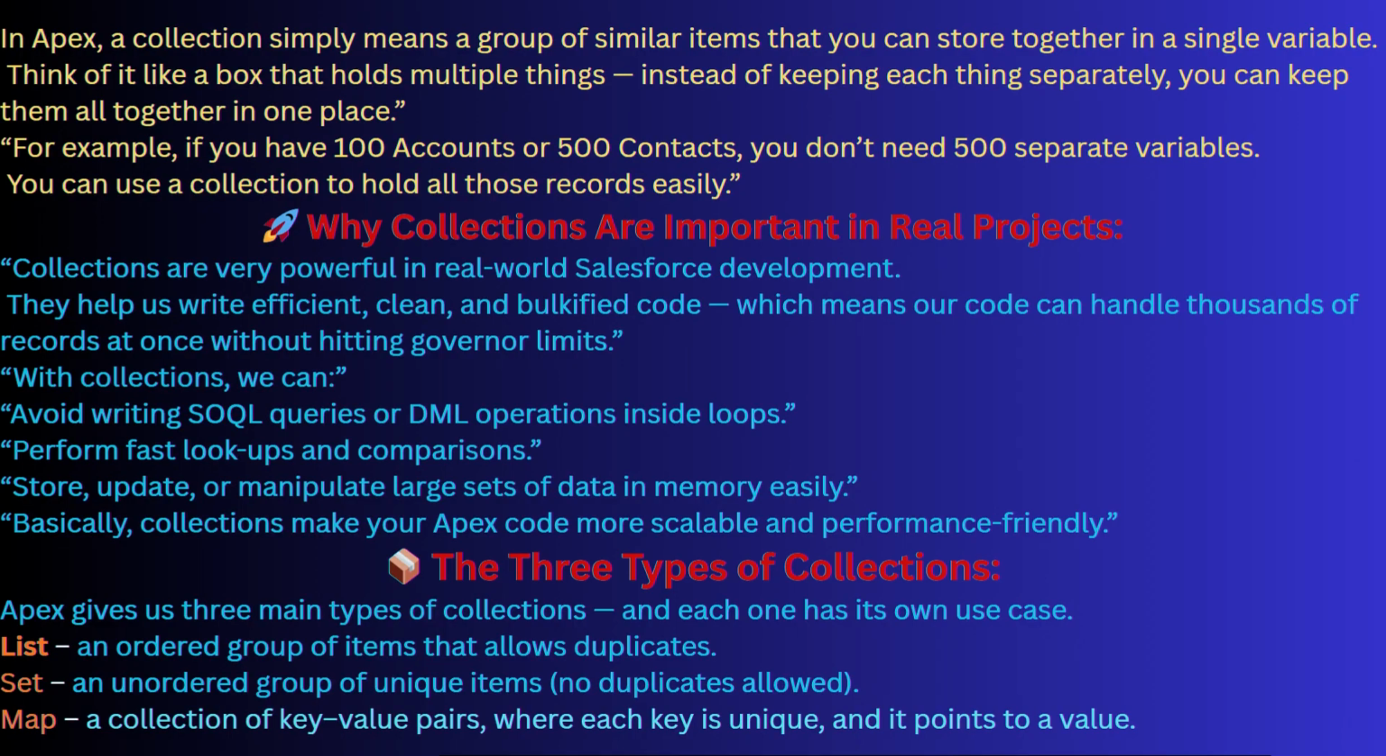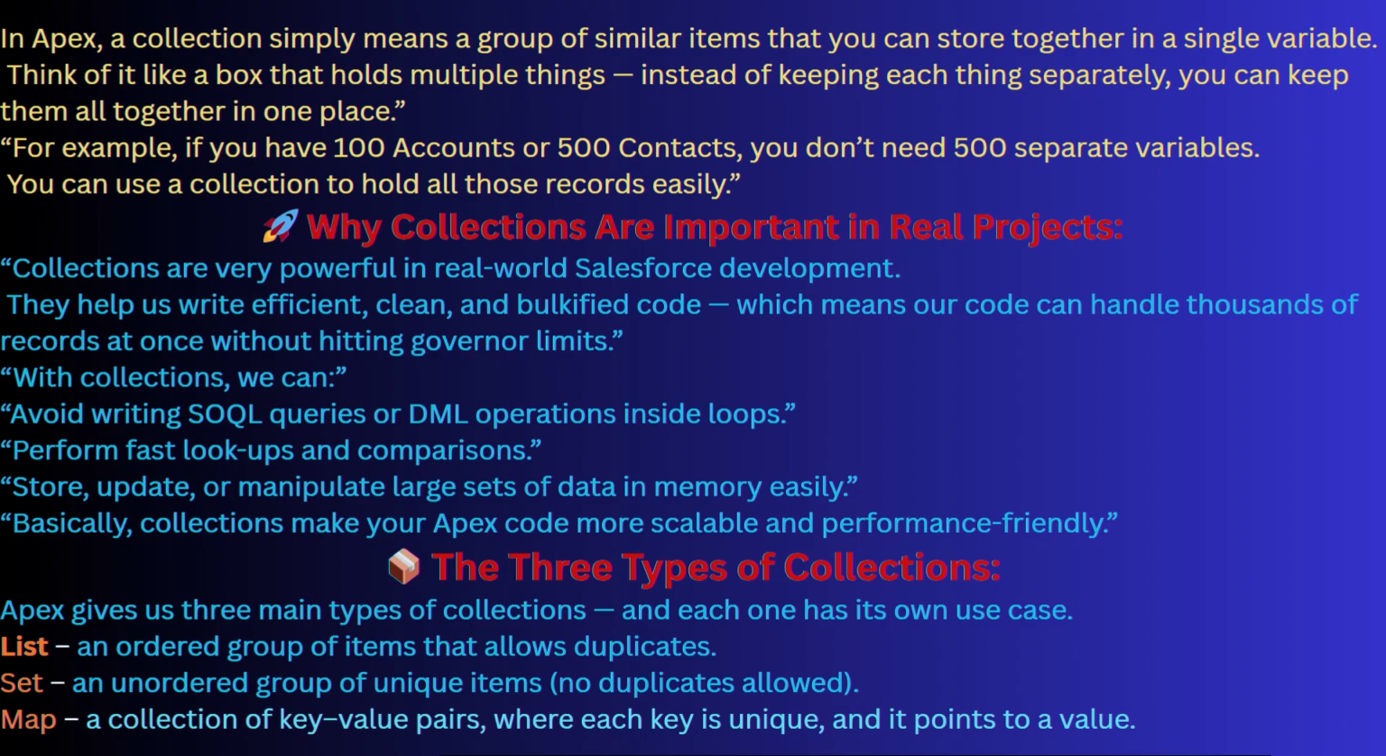Apex gives us three main types of collections, and each one has its own use cases. First one is list, and a list is an ordered group of items that allows duplicates. Second one is set, an unordered group of unique items, that is, no duplicates allowed. And third and last one is map, a collection of key value pairs where each key is unique and points to a value. Now we will learn what a list is.